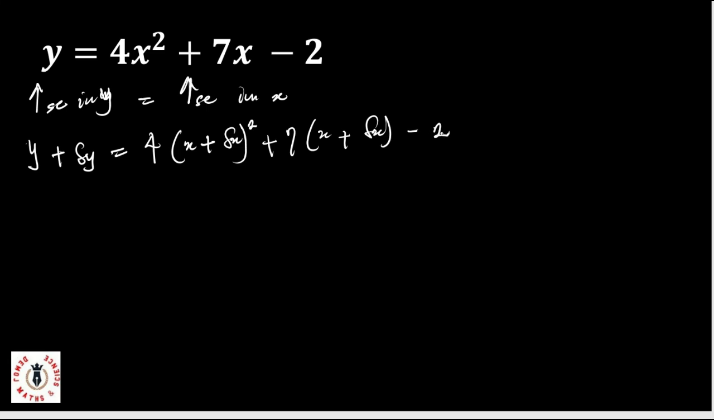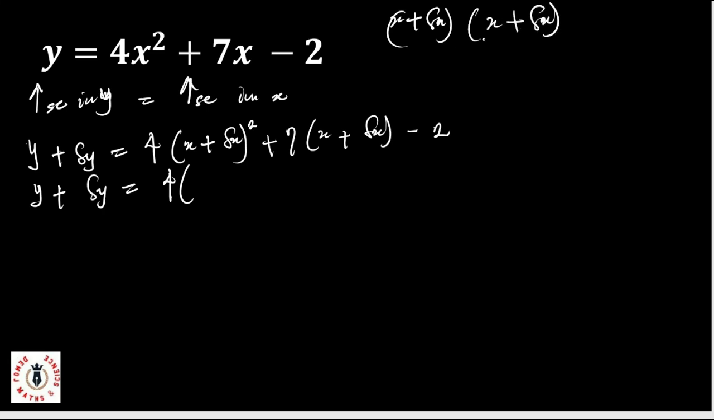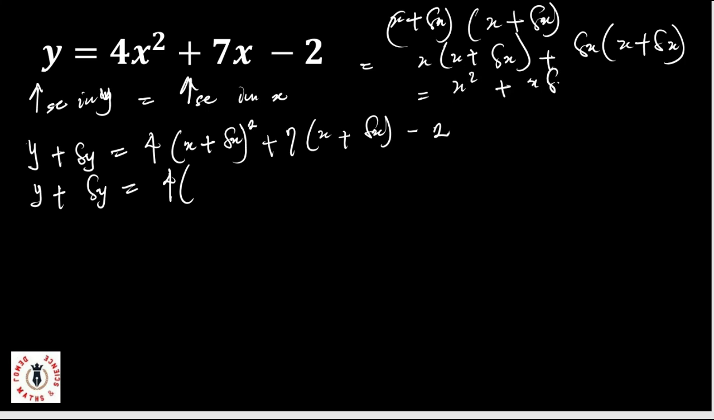Now 2 is a constant, 2 does not have an x, so I'm not changing anything with respect to 2. Let me expand this. y plus change in y will be the same thing as 4 into x plus delta x into x plus delta x. Obviously, this is the same thing as x into x plus delta x plus delta x into x plus delta x. So this is x squared plus x delta x plus x delta x plus delta x, that's the change in x, all squared.